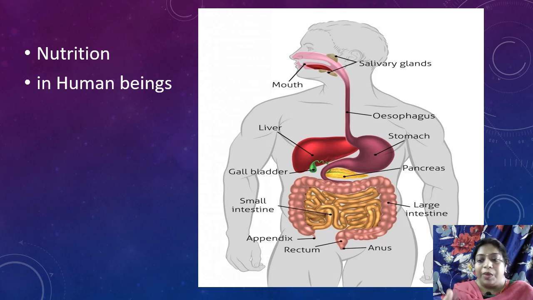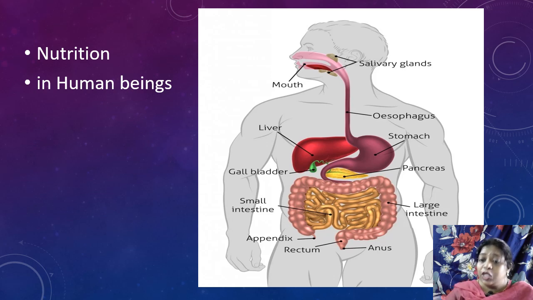And the next part is assimilation. These nutrients are taken by the cells and sent into the bloodstream for the conversion into organic substances like glucose, amino acids, proteins, and so on. So these are the 4 important categories of digestion.